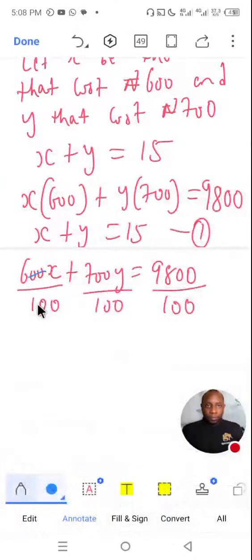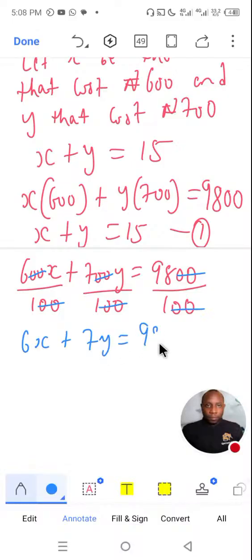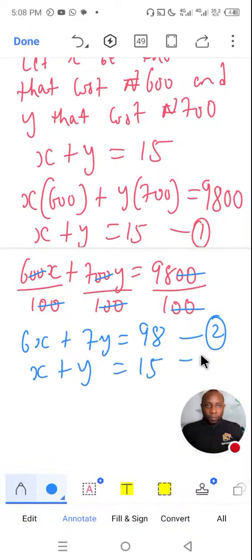So this cancels the 0, this one cancels this, and this cancels this. So I have 6x plus 7y is equal to 98. This is equation 2. Let's bring equation 1 under. So x plus y is equal to 15. Equation 1.